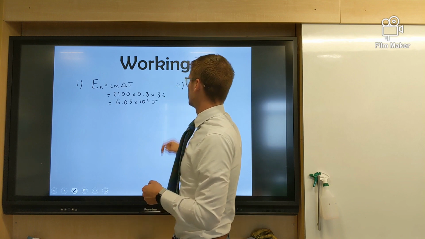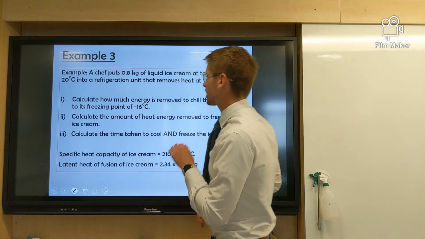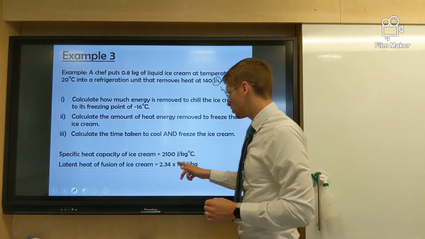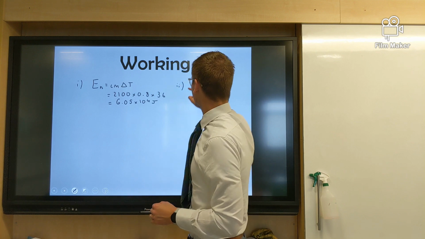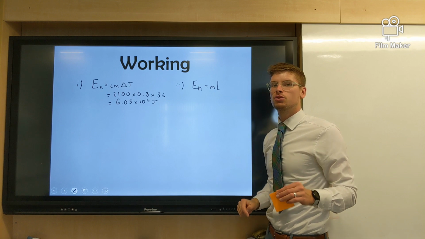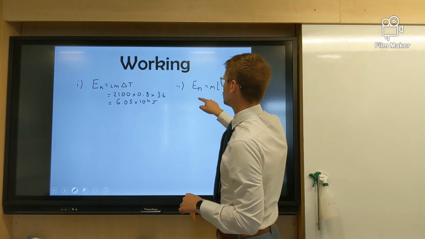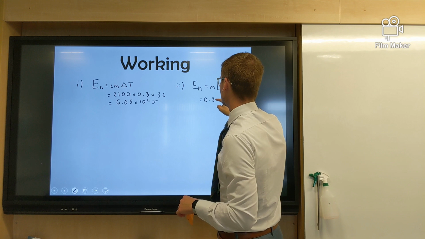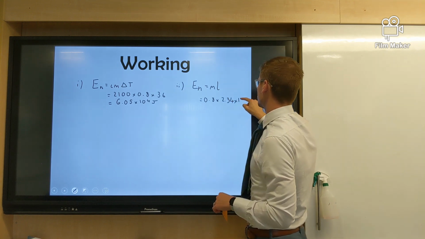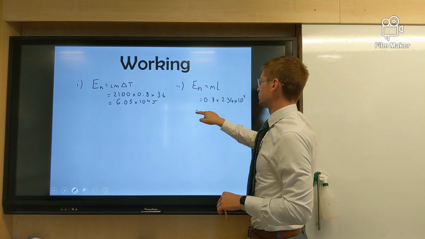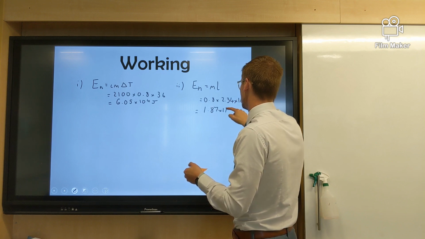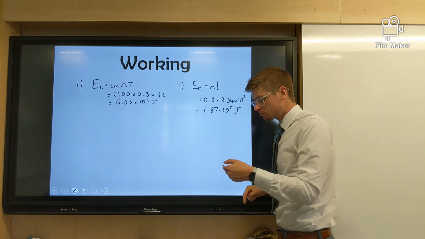That's number 1. Number 2 says calculate the amount of heat energy removed to freeze the ice cream. So latent heat of fusion again is going to be used, and we've got that down at the bottom. And that's just going to be EH equals ml. What I'm saying here is that the equation shouldn't be that difficult, and you should be able to distinguish between what equation you need to use. So 0.8 times 2.34 times 10 to the 5, and we get an answer of 1.87 times 10 to the power of 5 joules.